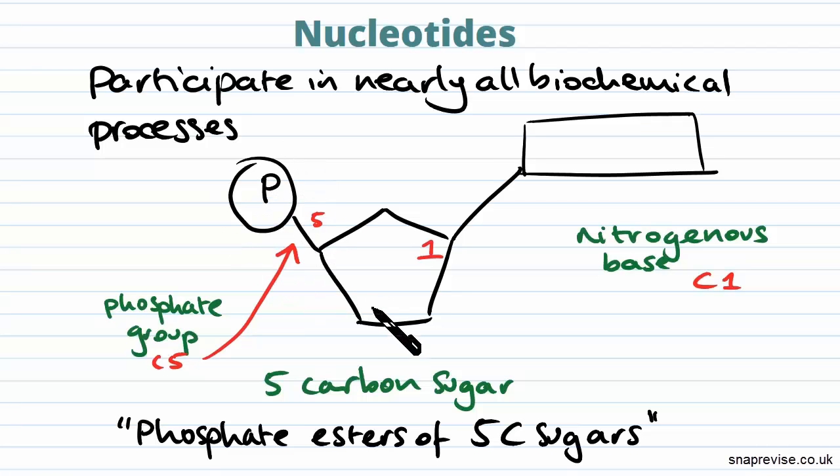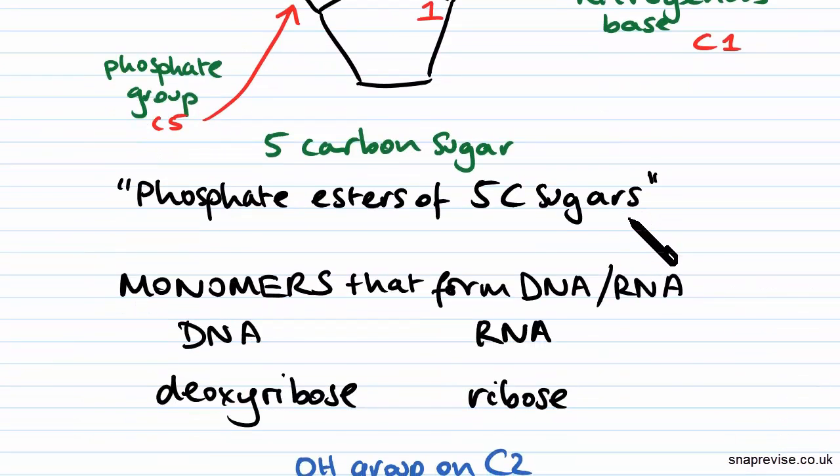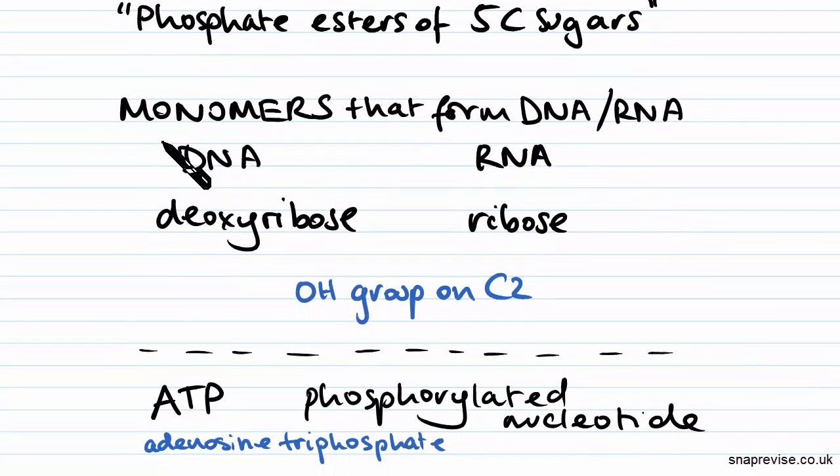Phosphate groups can also be bound to carbon 3, and we'll see how when we look at the structure of DNA, because it doesn't usually happen unless these nucleotides have been strung together to make a polymer. And this is because nucleotides act as the monomers that form DNA and RNA.